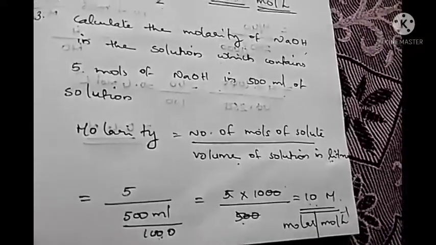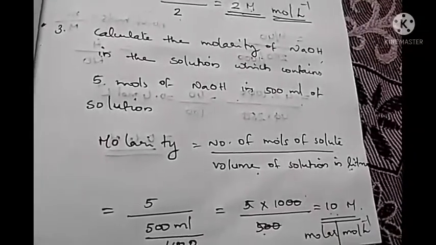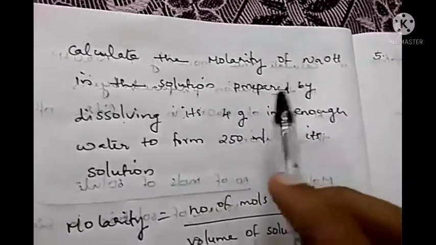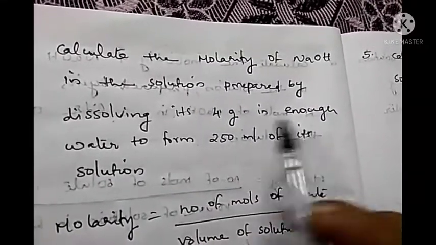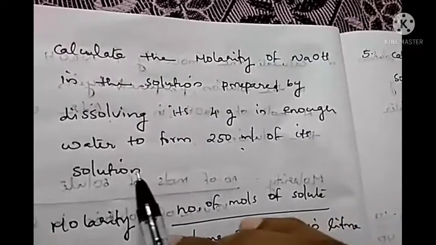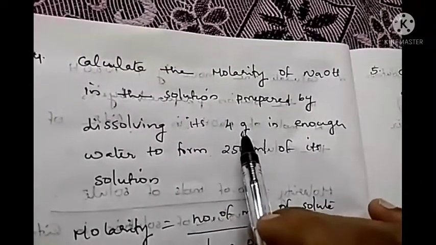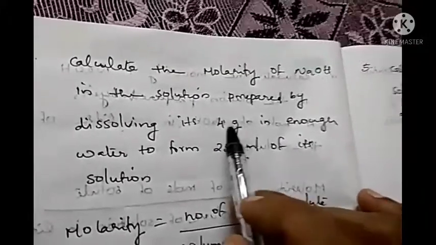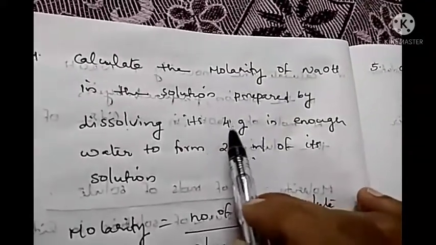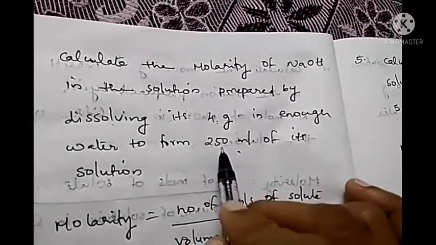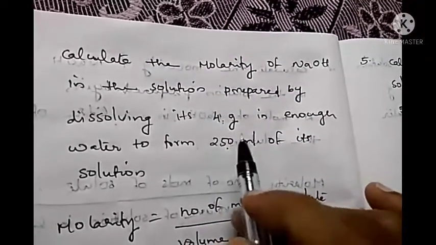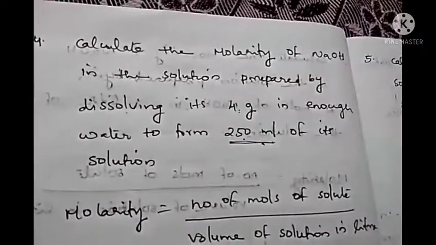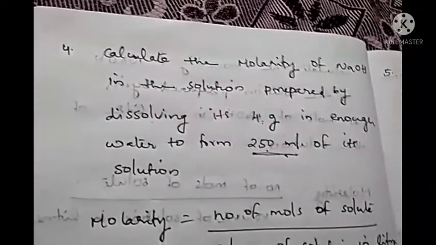Okay. So this is the way to calculate the molarity of the solution. Now the next question is again to calculate the molarity of NaOH prepared by dissolving 4 gram of it in enough water to form 250 ml of solution. In this question the mass of NaOH is given, that is 4 gram. Instead of the number of moles we are given the mass. We are dissolving 4 grams of NaOH in water to form 250 ml of the solution, so 250 ml is the total volume of the solution.